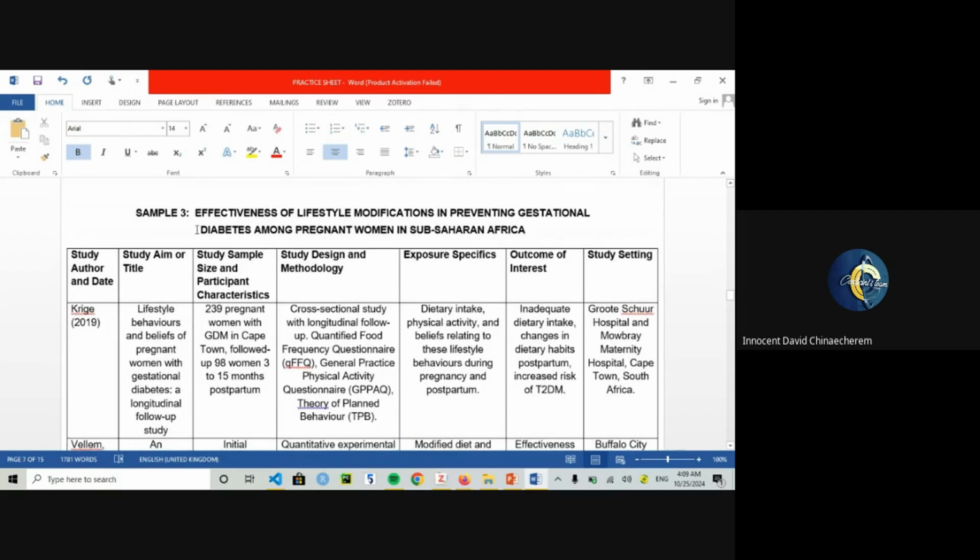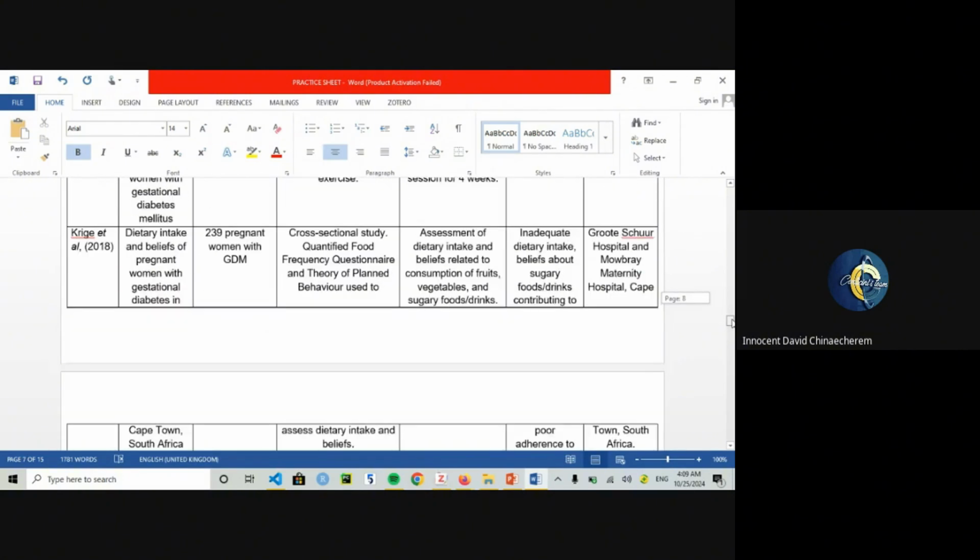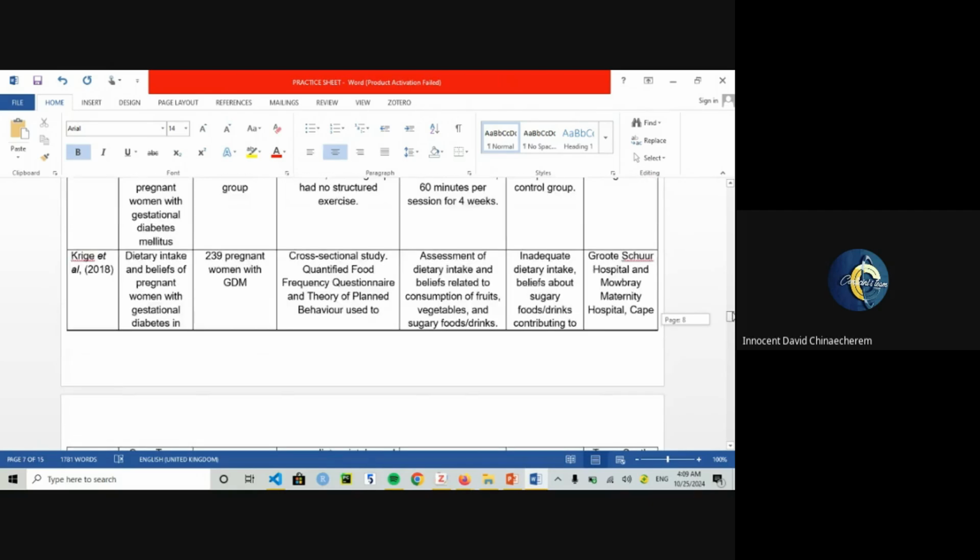So I have another example here where we look at the sample, effectiveness of lifestyle modification in preventing gestational diabetes among pregnant women in sub-Saharan Africa. So this is still the same thing we talked about. Yeah, study setting now, you have to start seeing studies around several areas in sub-Saharan Africa. This is South Africa, this is South Africa, this is Nigeria, this is South Africa again.